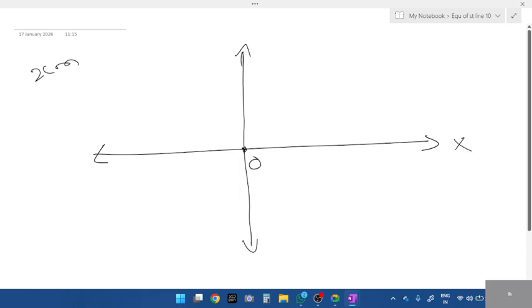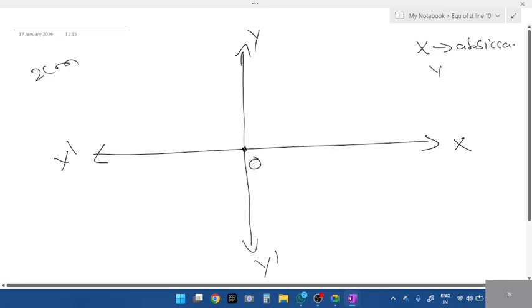X axis, this is x dash, y, o, y dash. Okay, coordinates. Remember, x we call this as abscissa, and y you call it as ordinate, not coordinate, ordinate. There are questions related to this as well. So remember ordinate and abscissa.